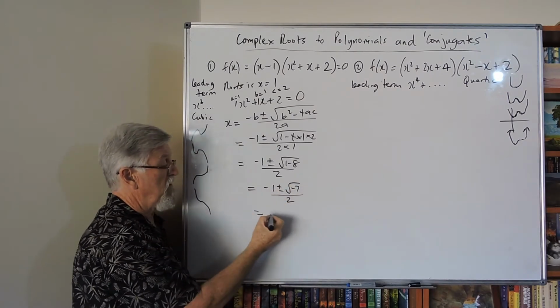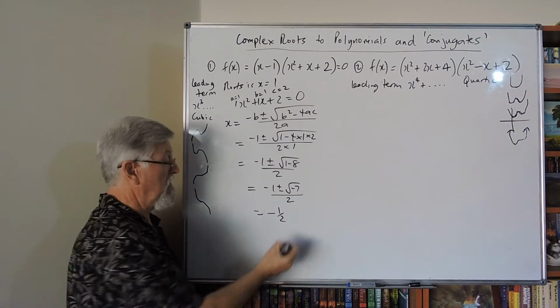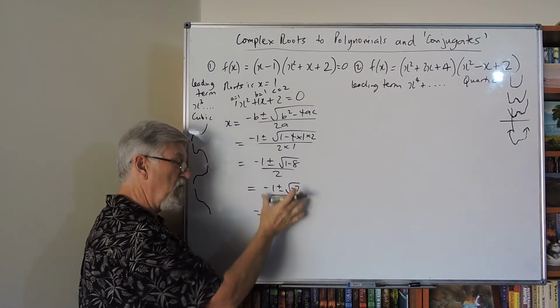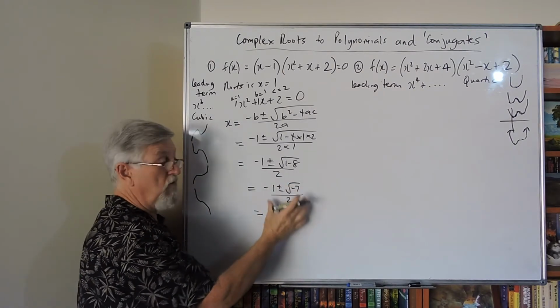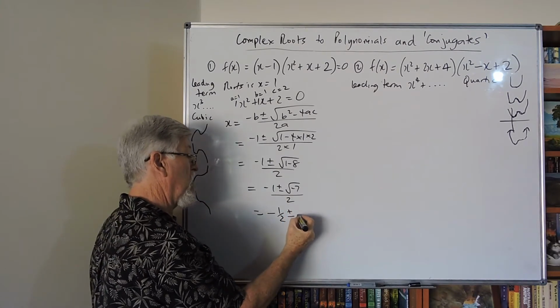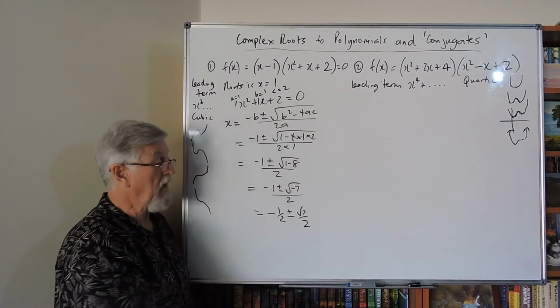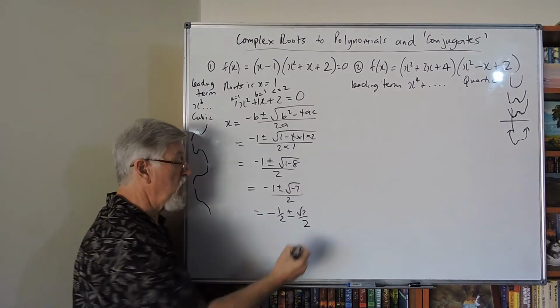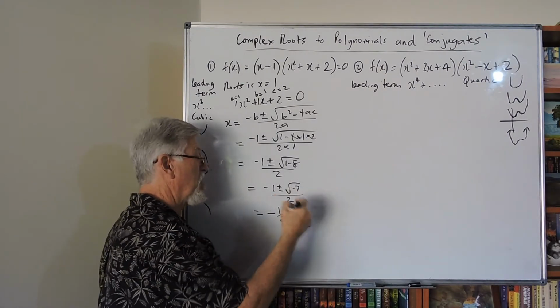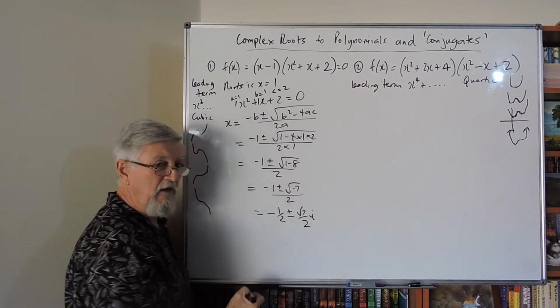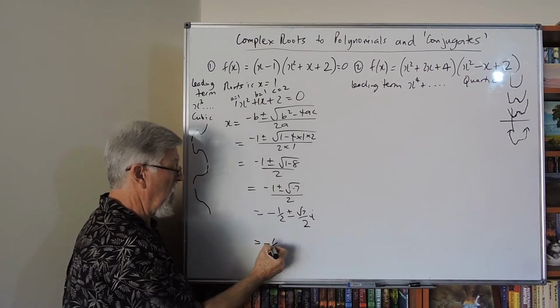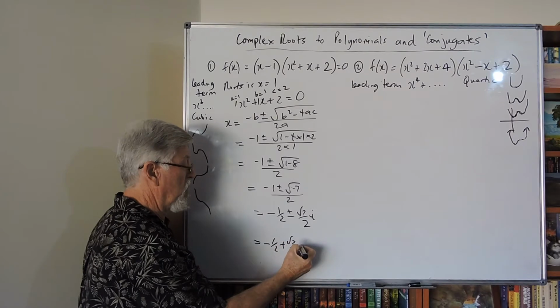I'm going to write those separately as minus a half plus or minus. I'm going to separate the fraction out into its two components. And we've got a square root, we've got a root 7 on 2. And how do I get the i out of the square root? The minus out of the square root, I can write an i there. And let's have a look at what we've got. We've got two roots: minus a half plus or minus the square root of 7 on 2 i.